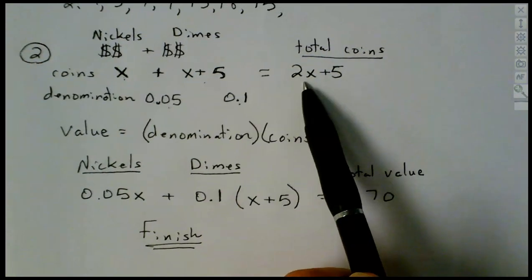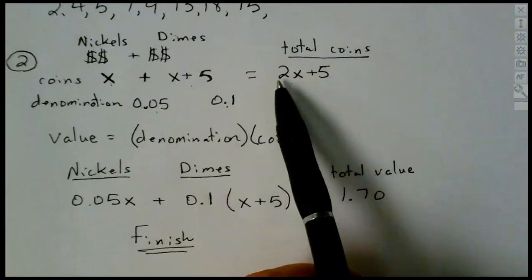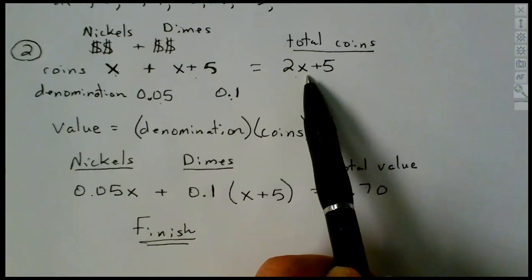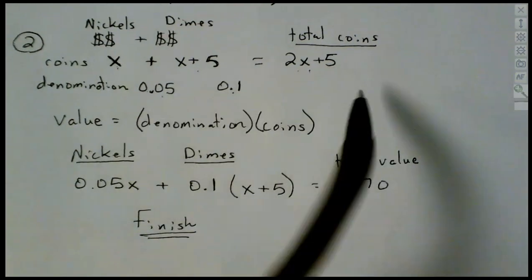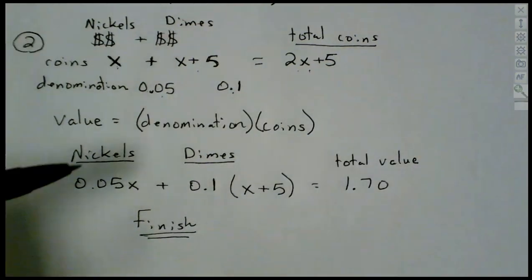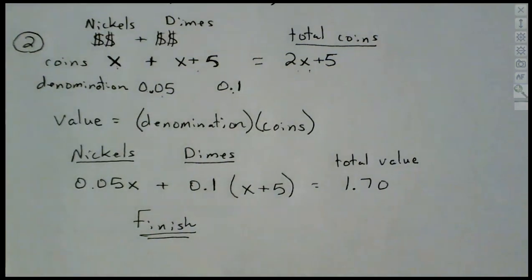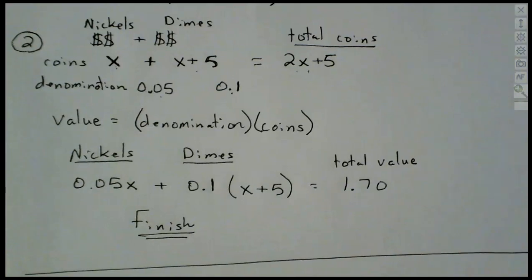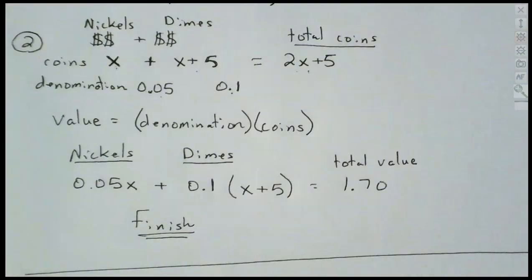We don't really work with this, but I put it here just so you don't put the $1.70 there, because that would mess you up a bit, so we don't want to do that. So we add those across. It gives me the total number of coins. Then we build our equation based upon the value of the coins, which is the coins times their denomination. And you'll finish that out. That's going to then give you the number of nickels, and that is what you want for your answer there. Okay? And that was question number 2.